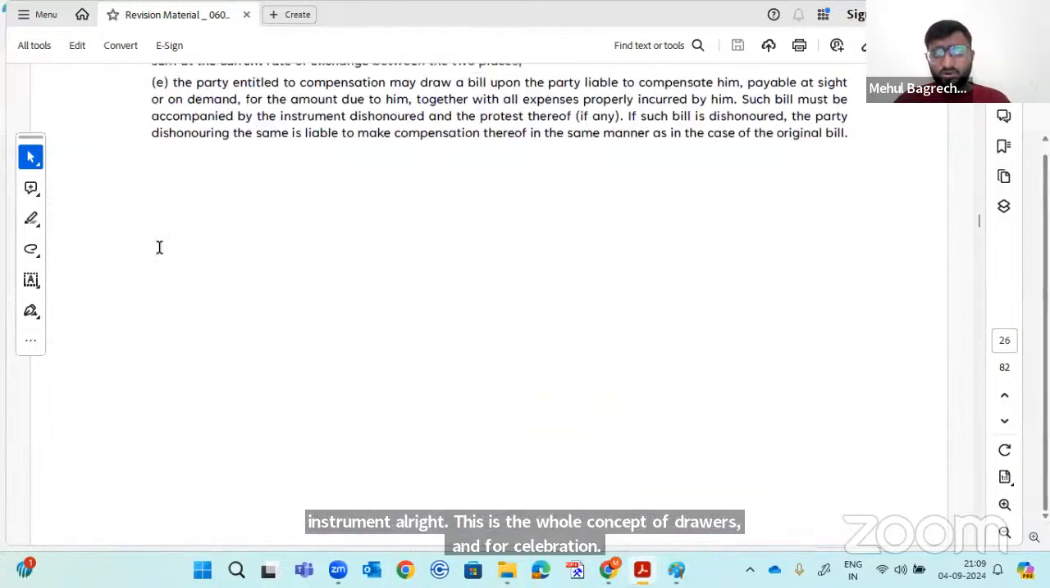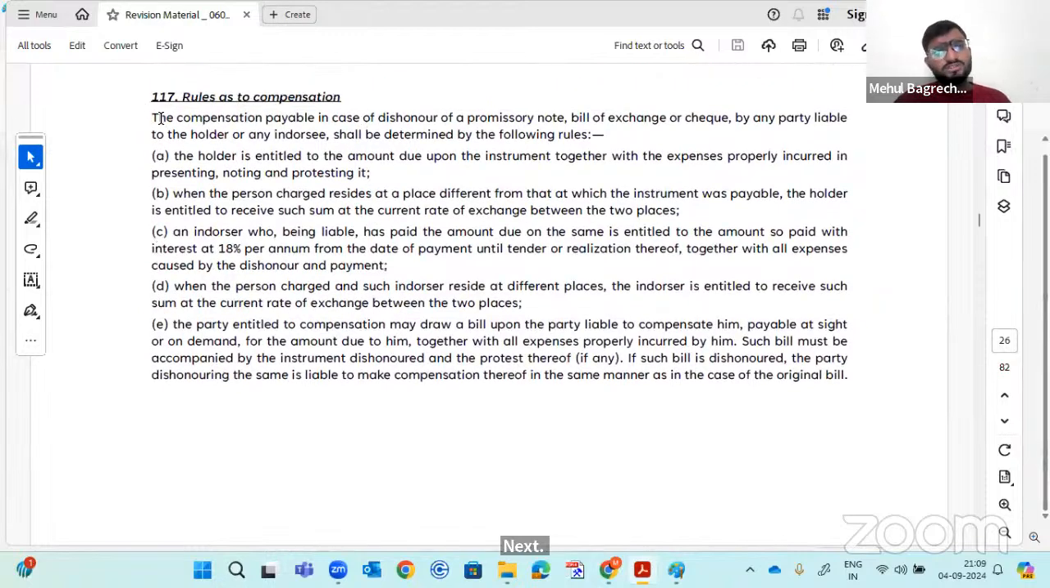Next, you might have to read all of these up. The last point is rules as to compensation. Section 117 says the compensation in case of dishonor. All right. We have made a full fancy check.